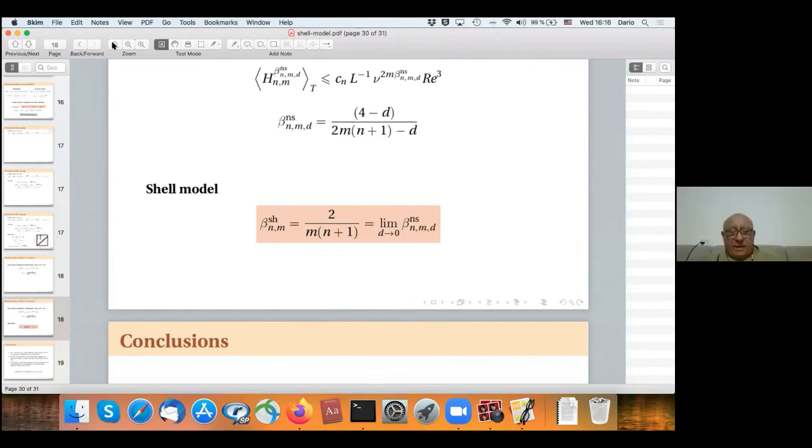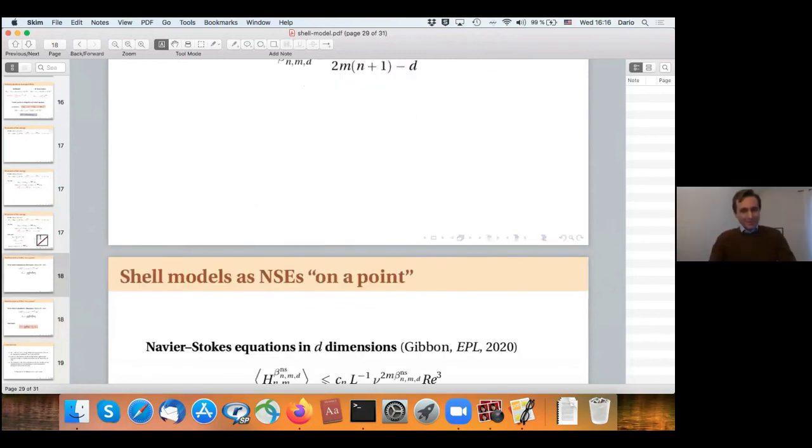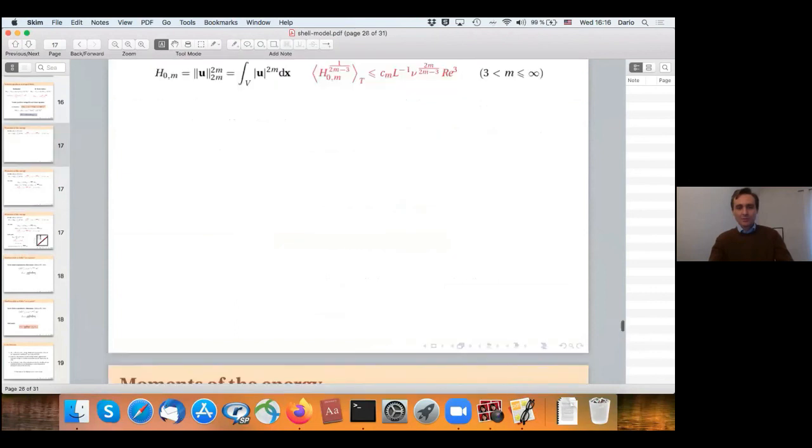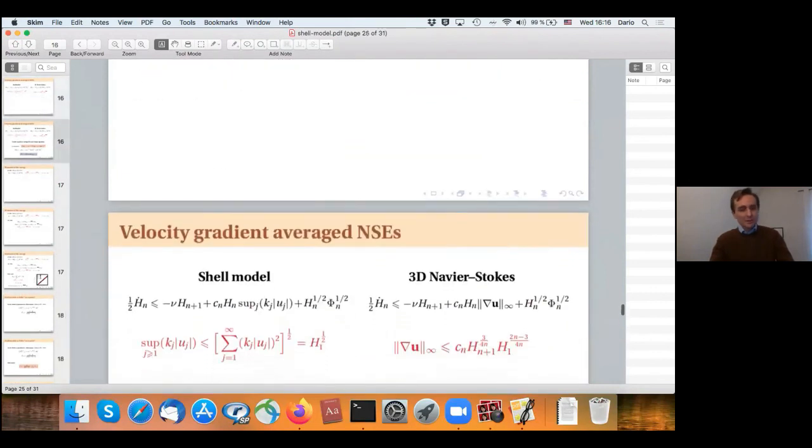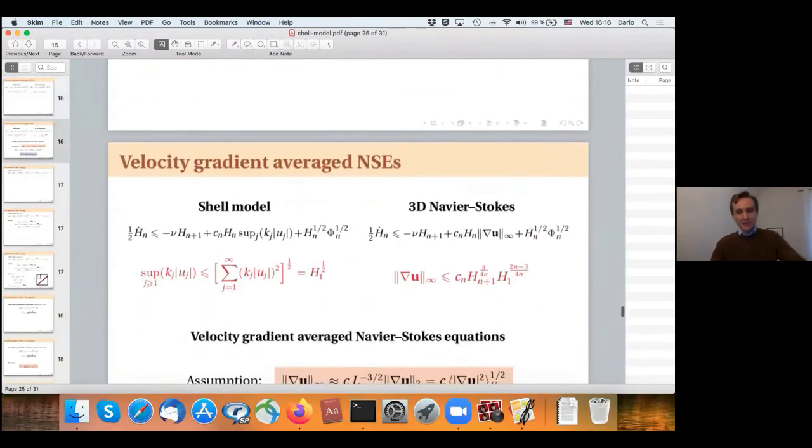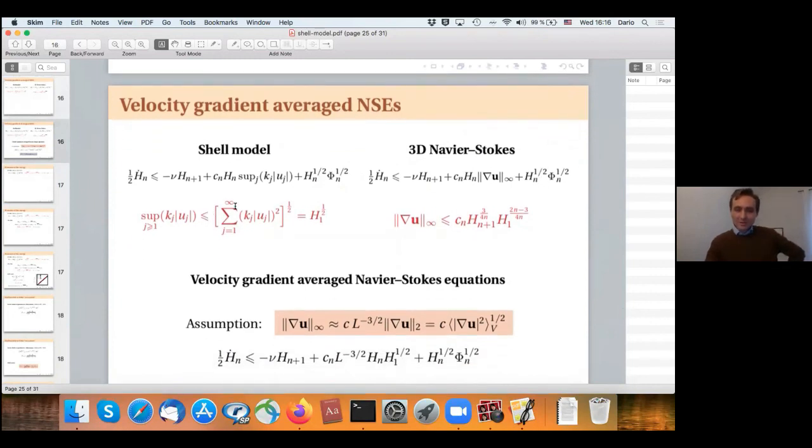Thank you. Okay. I see this as a critical point. What I mentioned earlier, this is quite a big difference. That in the shell model you have this, which you don't have in Navier-Stokes. This, I believe, is a serious difference.